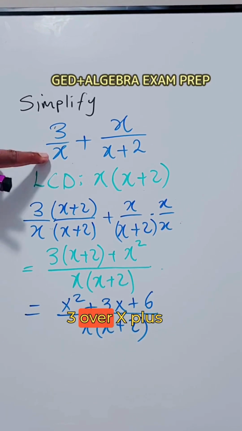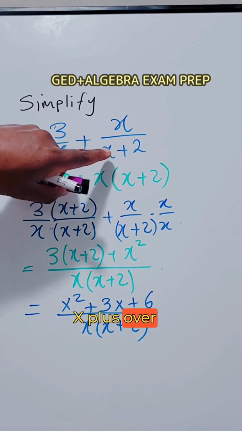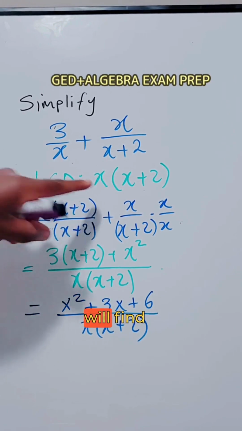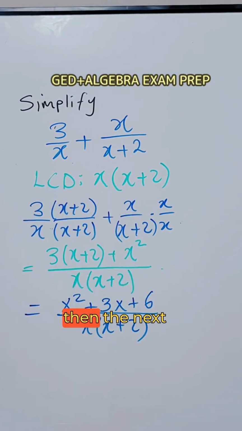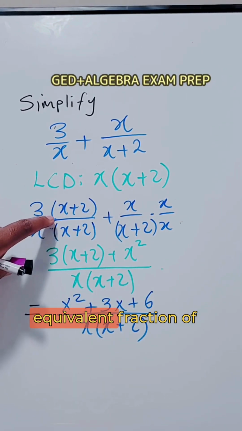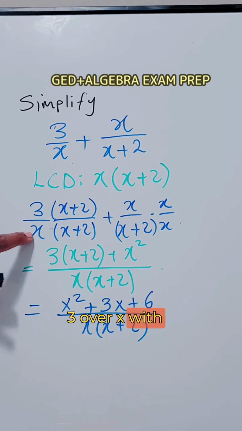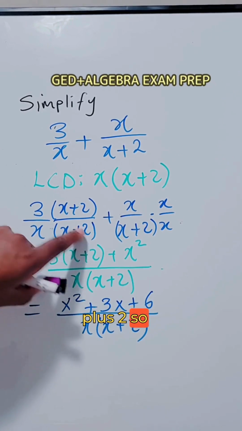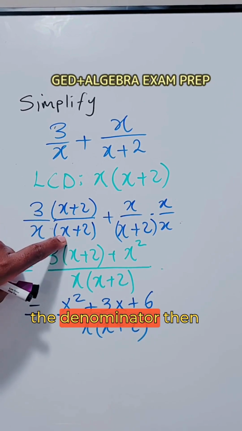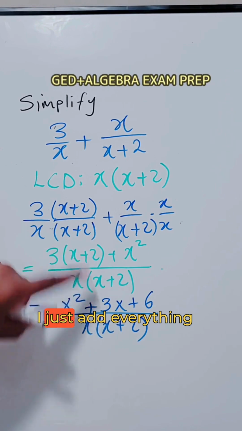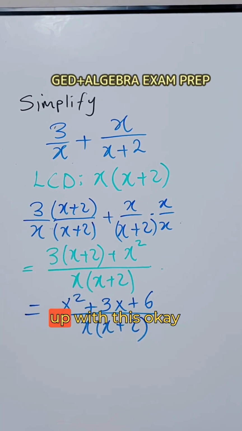So given 3 over x plus x over x plus 2, we'll find the common denominator, which is x into x plus 2, right? Then the next step, I write an equivalent fraction of 3 over x with the denominator x plus 2. So that is why I have x plus 2 in the numerator and x plus 2 in the denominator. Then I just add everything together and end up with this.